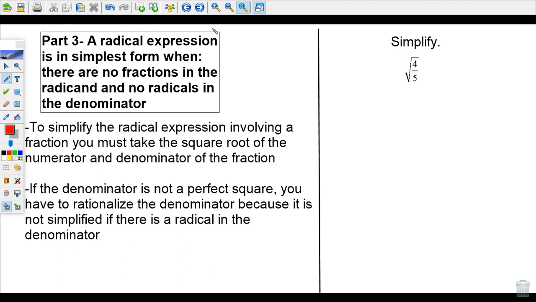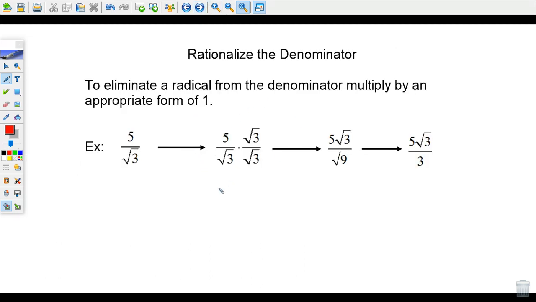However, the third condition was we can't have a radical in the denominator. So in this one, if we break this up, take the square root of the numerator, square root of the denominator. Square root of 4 is 2, but in the denominator, we can't simplify radical 5. Not a perfect square, but we also can't have a radical in the denominator of our fraction. So what we're going to learn how to do is called rationalizing the denominator.